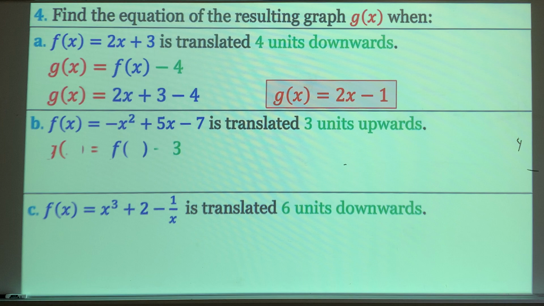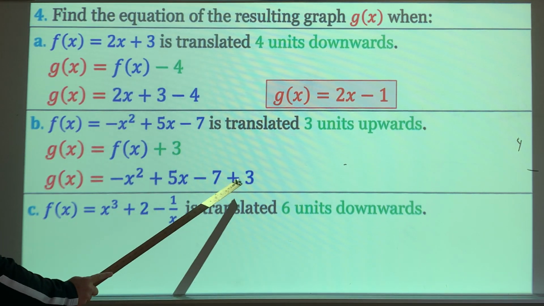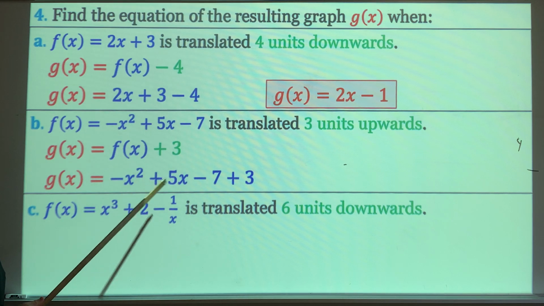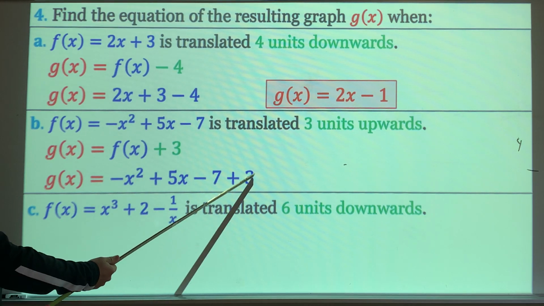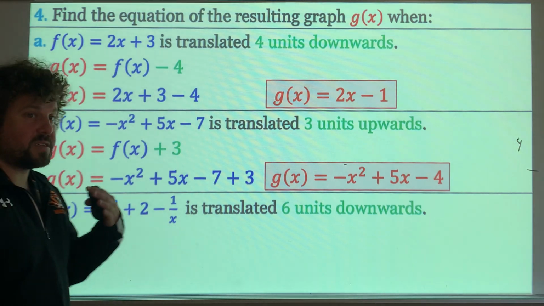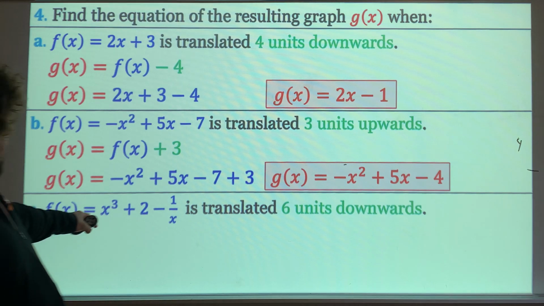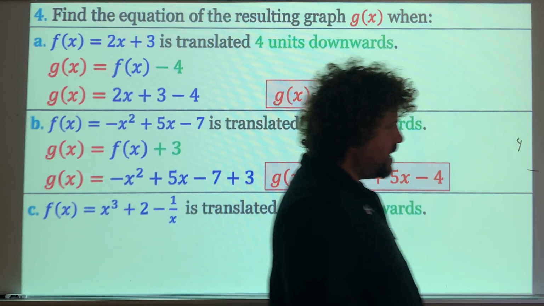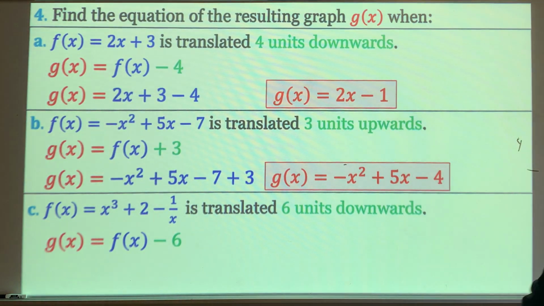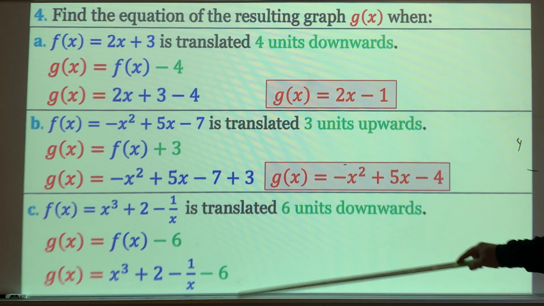All right, f of x plus 3, so this equation plus 3, well, negative 7 plus 3 is negative 4. Negative x squared plus 5x minus 4. Pretty easy to me. This one right here, 6 units down, meaning you're going to take f of x and subtract 6. So you're going to take this whole thing right here, subtract 6 from it.